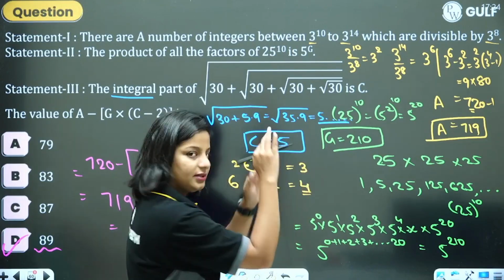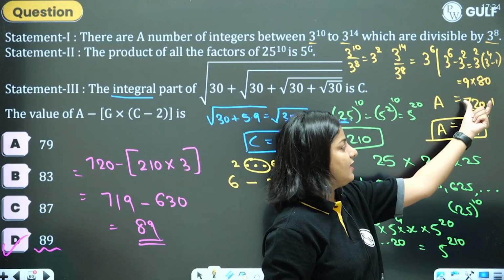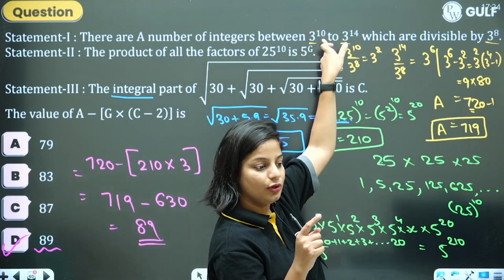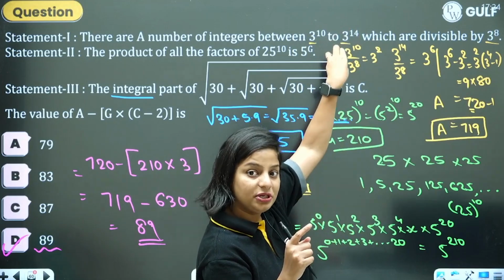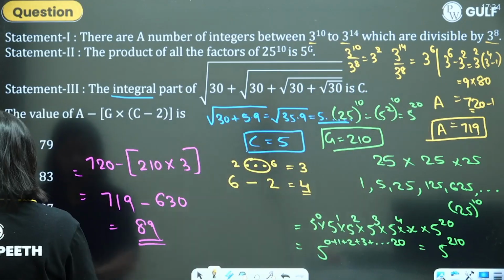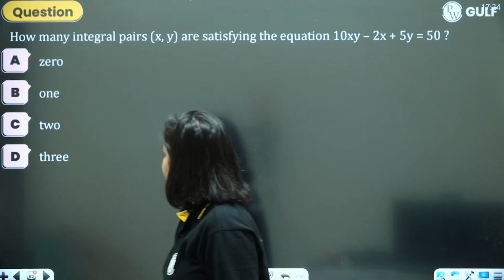So reduce by 1. Same thing I am doing with 720, but I don't want to count 3 raised to 14 and 3 raised to 10, both. I want the values between them, so reduce 1. The last value we have reduced. 89 is the answer for this question.